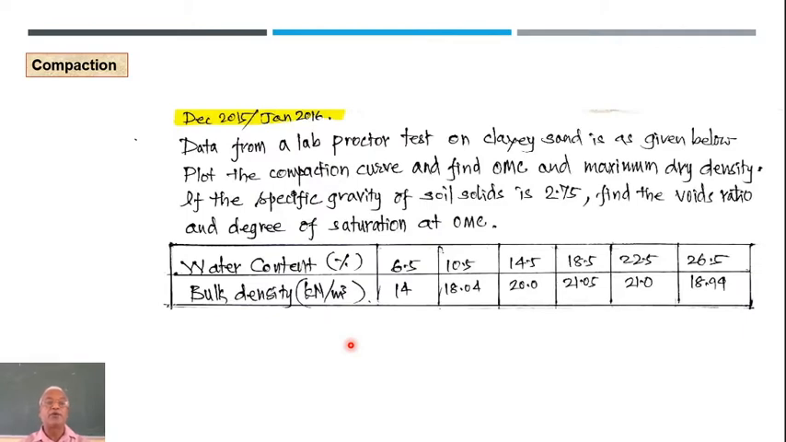Okay, here there is a problem. This is from an older question paper. Data from a lab proctor test on clay sand is as given below. Plot the compaction curve and find OMC and maximum dry density. If the specific gravity of the soil is 2.75, find the voids ratio. So that is the question.